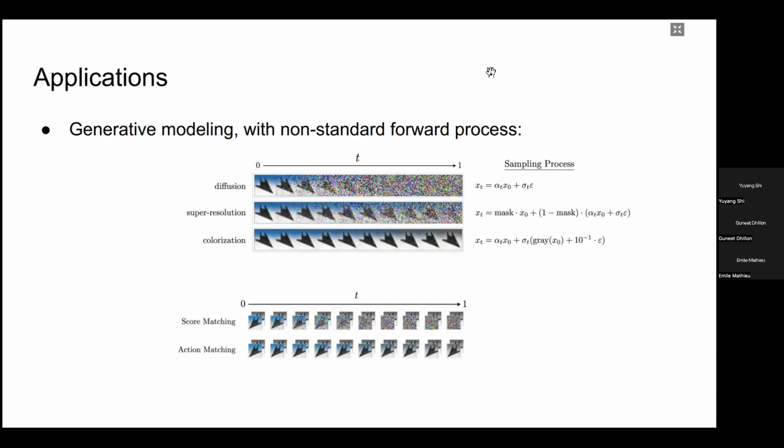They made a comparison with standard score matching, where you learn the score for each marginal and try to move between these marginals. Whereas here, for colorization, you start from the black and white image and just move it to a colorized image. That's the setting they mainly focused on.